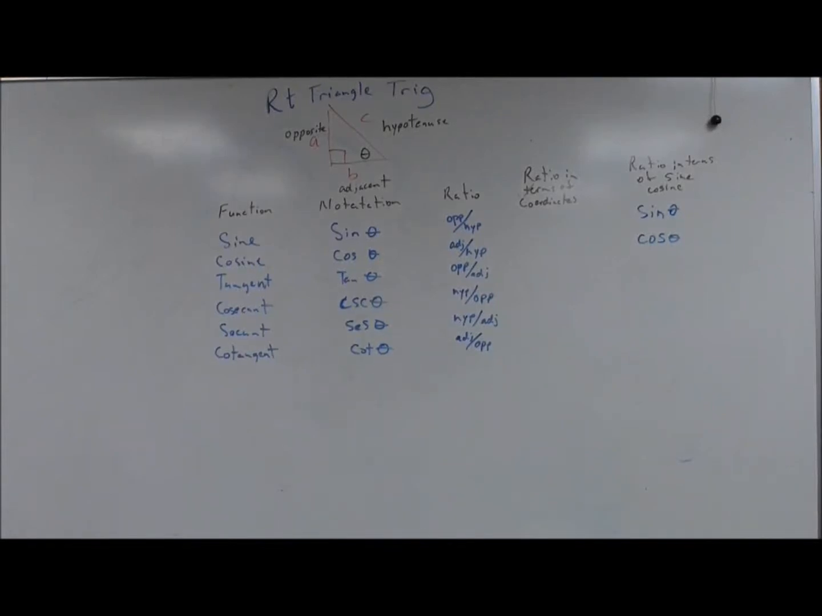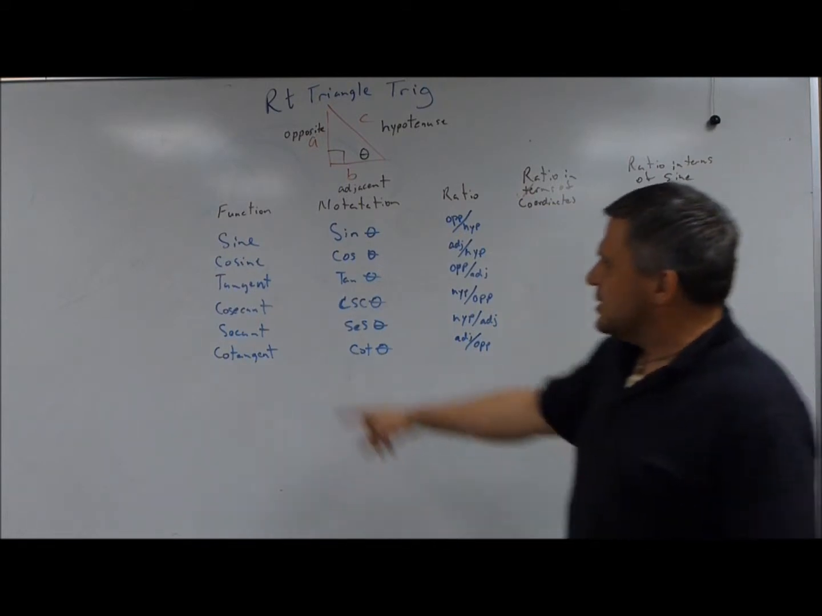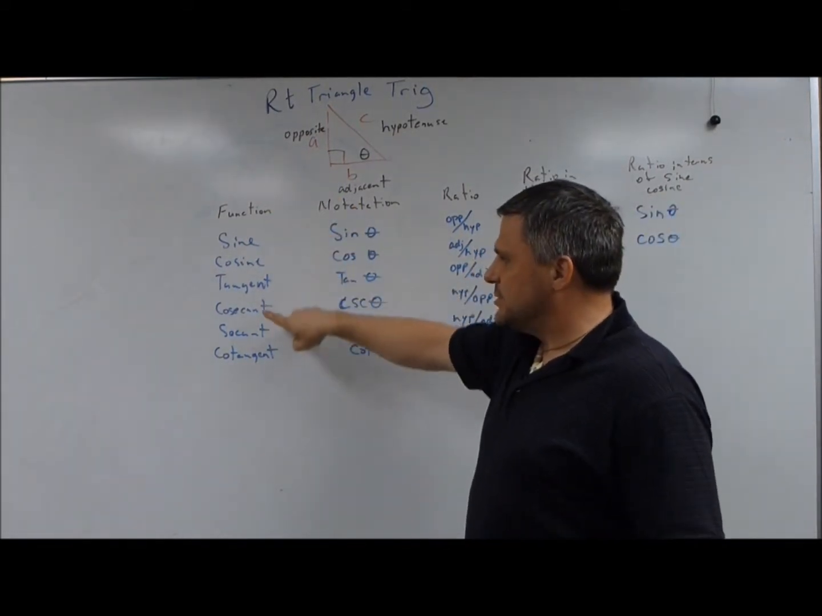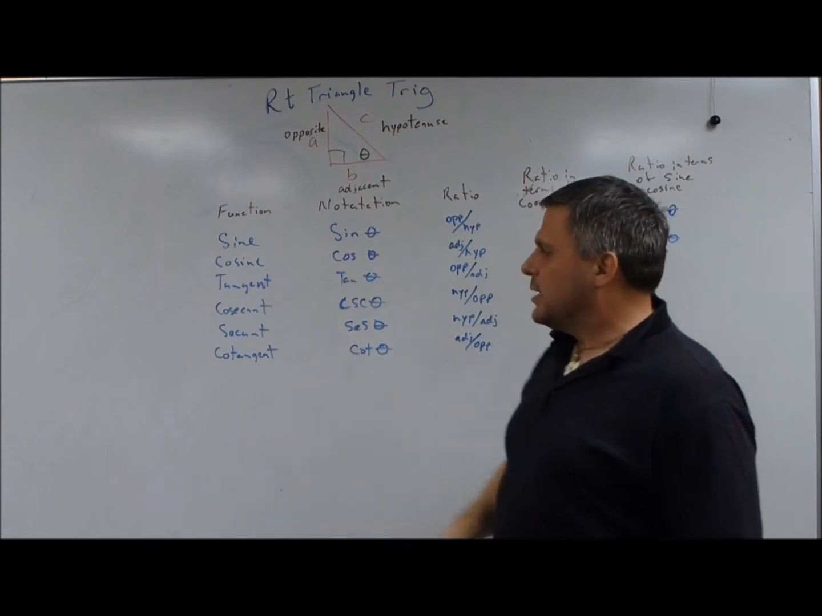Okay, so right triangle trig, a brief summary, and kind of putting it all in a matrix so we can see some things. So basic, our functions: sine, cosine, tangent, cosecant, secant, and cotangent.